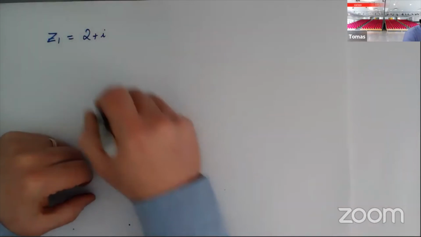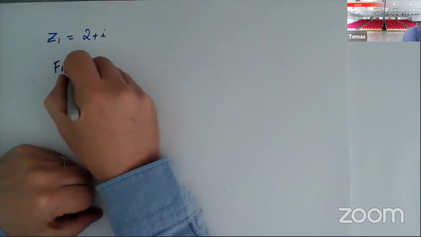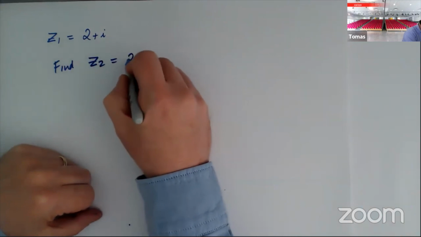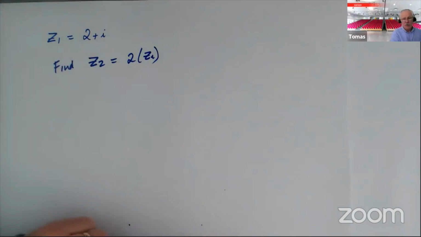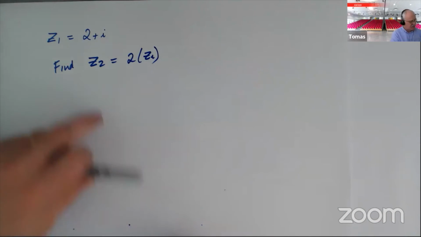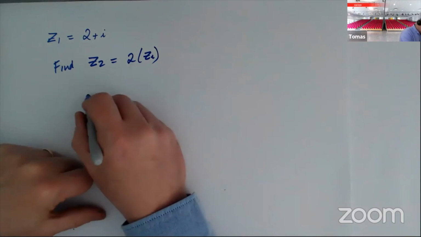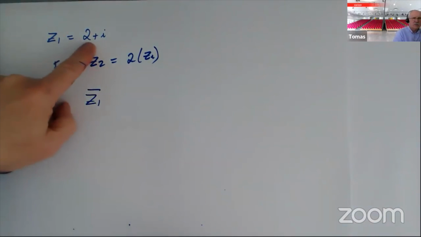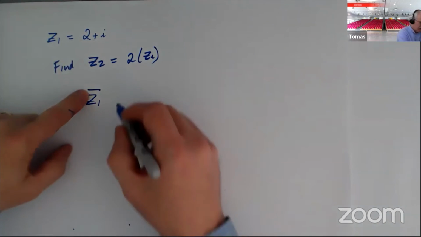I'll take the last 3 years, and the first one was something like Z1 is equal to 2 plus I. If Z1 is 2 plus I, find Z2, where Z2 is 2 times Z1. So in other words, multiply that by 2. So if you have 2 apples and an orange, what would happen if you had double that? Well, you'd have 4 apples and 2 oranges. So that won't strain you. The next one then is, what's Z1 bar? What's the complex conjugate? Now, as long as you know what that symbol means, it's 2 minus I.